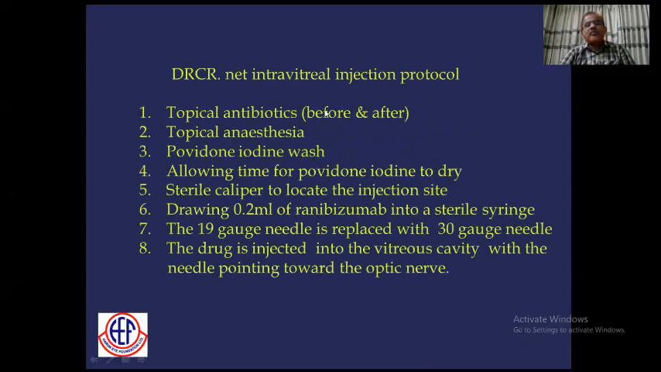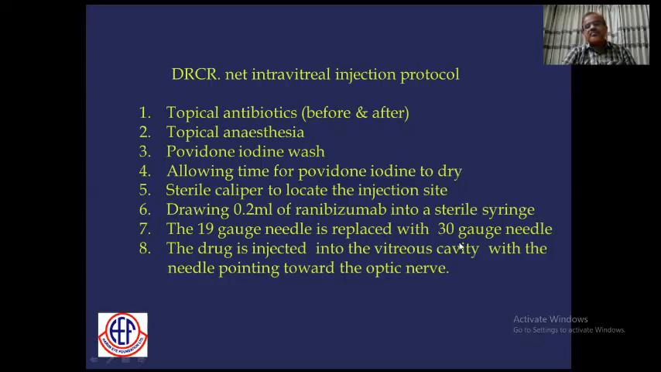This is the protocol for giving intravitreal Lucentis or ranibizumab: topical antibiotics before and after, then topical anesthesia, and povidone iodine to be instilled. After washing the bed, I prefer to give the intravitreal injection in the OT to avoid endophthalmitis; though it is rare, I have to adopt the highest precaution. Allow time for the povidone iodine to dry, use a sterile caliper to locate the injection site, and draw the ranibizumab in a sterile syringe with a 19 gauge needle.